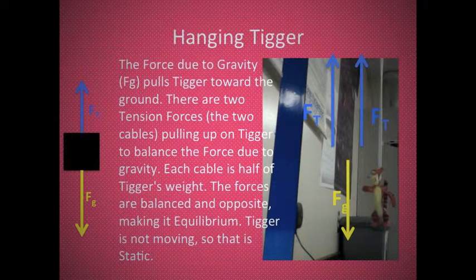The force due to gravity pulls Tigger down, but because there are two strings attached to Tigger holding him up, the force of tension is balanced equally between the two strings. Because Tigger is not moving and the forces acted on him are equal and balanced out, Tigger is in a state of static equilibrium.